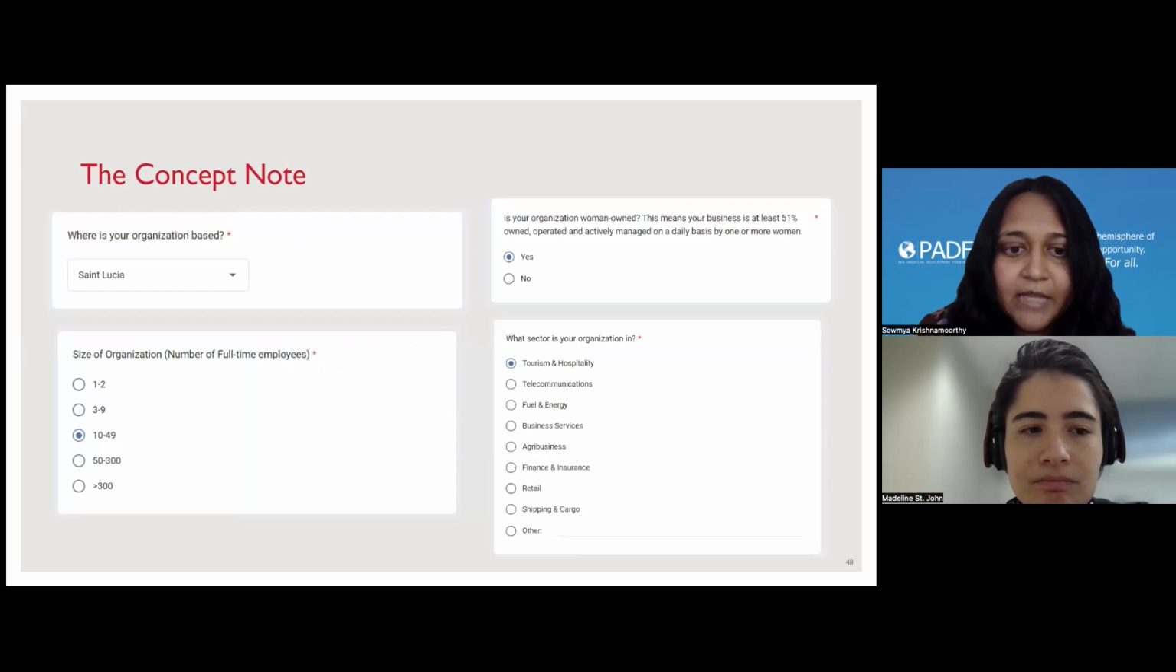Next slide, please. So we're going to start off with a very basic get to know you. You know, where are you based in St. Lucia? Because that's, are you operating in St. Lucia rather? You can be based anywhere in the region. We want to know about that. We want to know what size you might be. We want to know if you're woman owned or women led. And you know what sector you might fall into. Again, we're sector agnostic and size agnostic. So none of your responses to these questions are going to sway us one way or the other. Next slide, please.